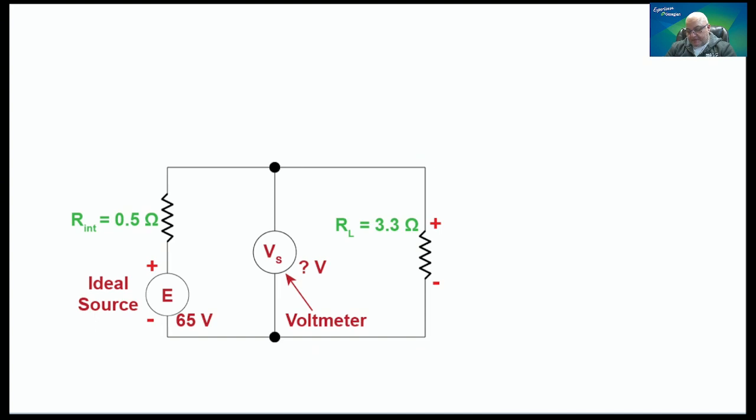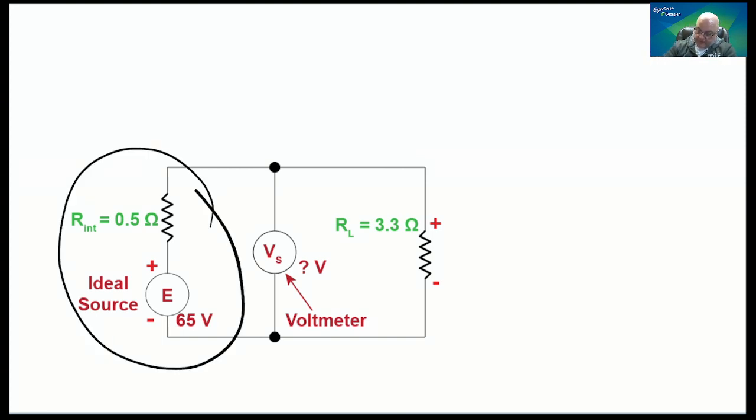Now, sometimes you are going to be reminded of the fact that every EMF source, electromotive source, is going to be comprised of two elements: the ideal source itself, and then its internal resistance. And of course, the internal resistance is going to be in series with the voltage supply. And if you have a current supply, it will be in parallel with the current supply. But we're not discussing current supplies, only voltage supplies here.